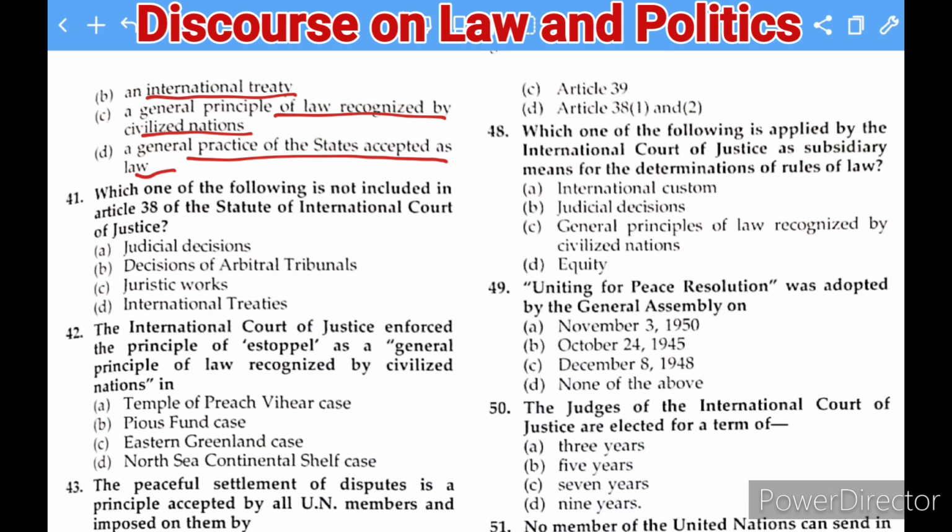So just cogence as international law is a general principle of law recognized by the civilized nations. So this is the right answer. So C is the correct. Now moving to the next question.